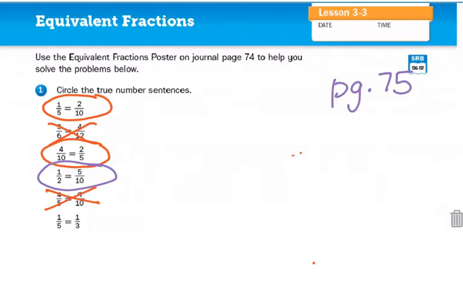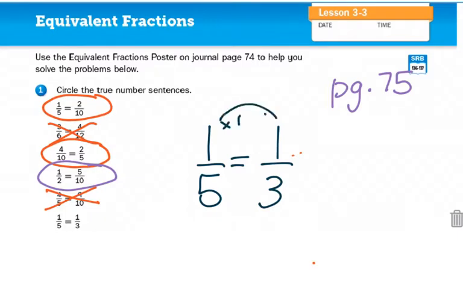1/5 equals 1/3. I see something already. They multiply 1 times 1 to get 1. So then I would multiply the bottom by 1. Doesn't make sense if I ate 1/5 of the pizza and my friend ate 1/3 of her pizza. We ate the same amount. No, those are not equivalent.